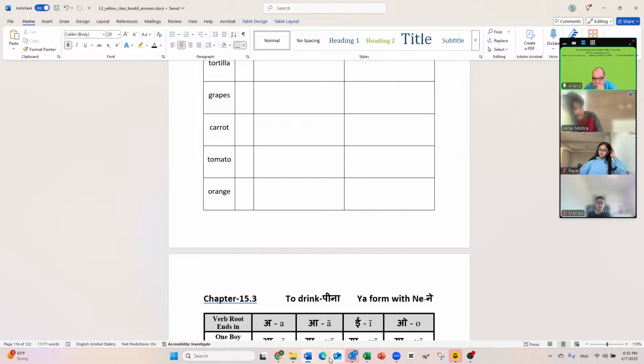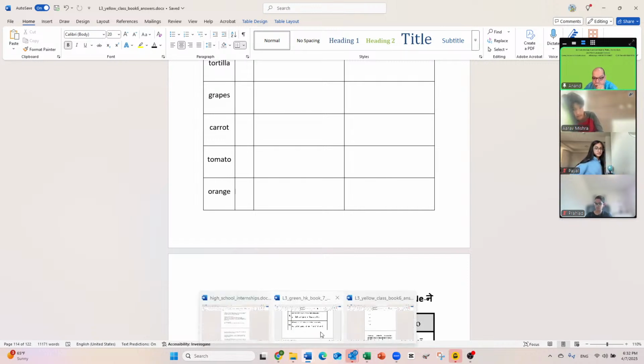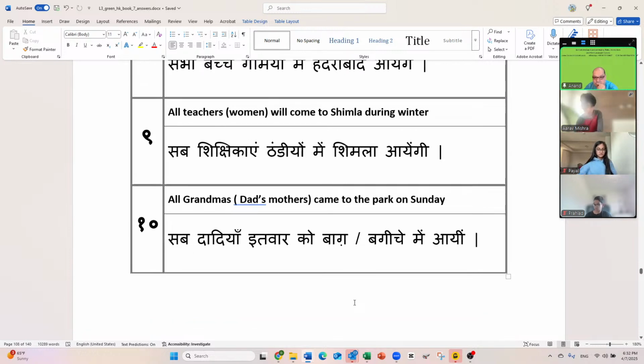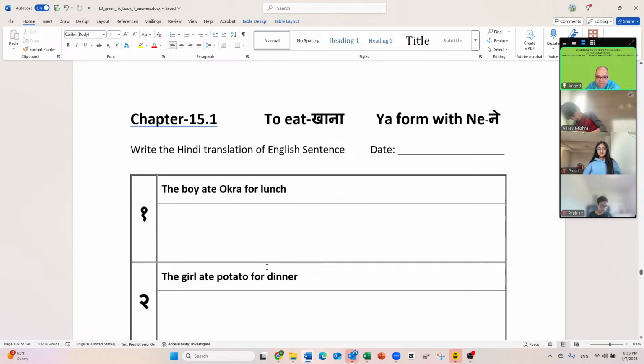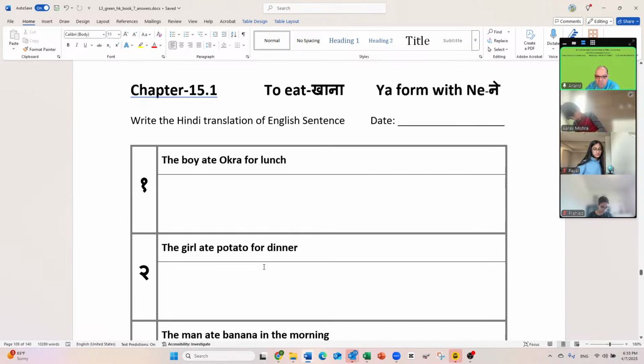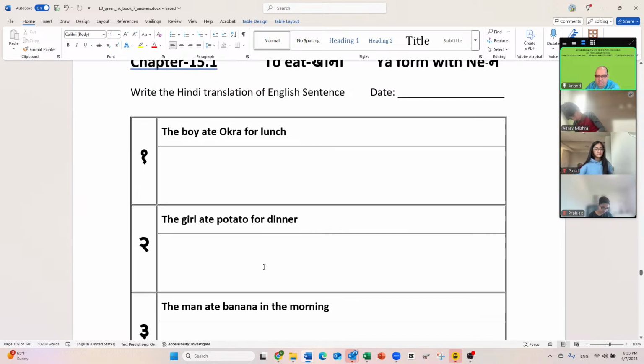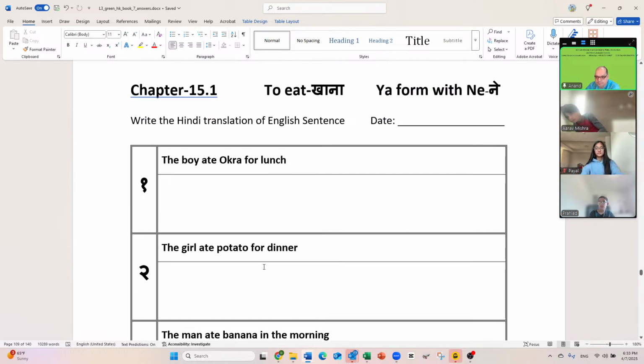Right now, I would like to go back to Green Book and let's do a few more sentences. Whatever page we were on, we get back to the next page, which is Khana. So we could do with these. The boy ate okra for lunch. Okay. Prahlad, give me the sentence. लड़का लंच को ओकरा खाना. Ladka lunch ko okra khana.